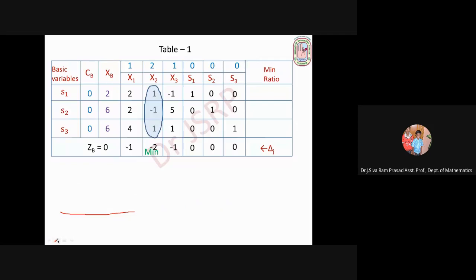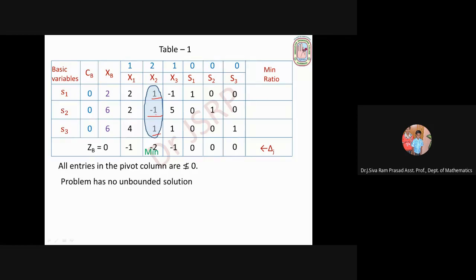Next we have to verify the condition for unbounded solution. What is the condition for unbounded solution? All entries in the pivot column are less than or equal to 0. Observe this pivot column. This is positive, this is negative, and this is positive. So that means all entries in pivot column are not less than or equal to 0. Some are positive entries. So the problem has no unbounded solution.